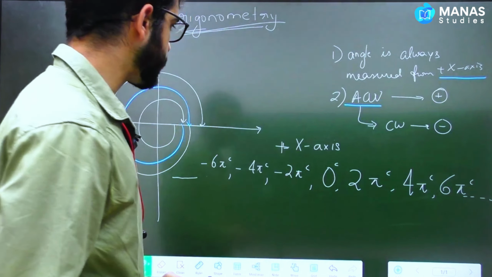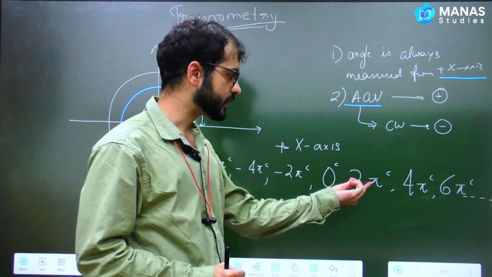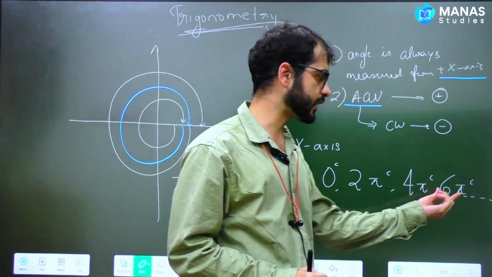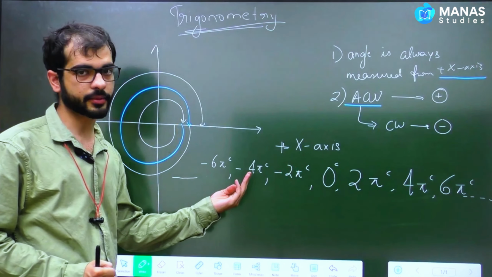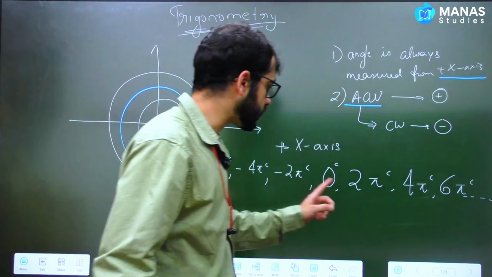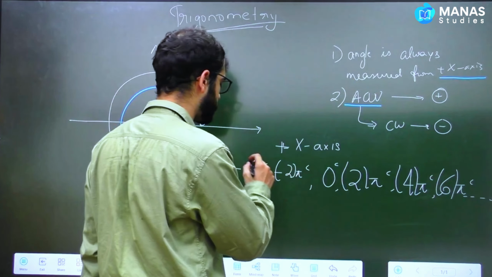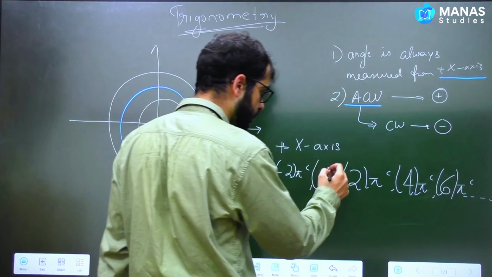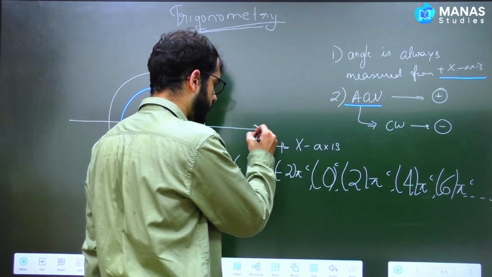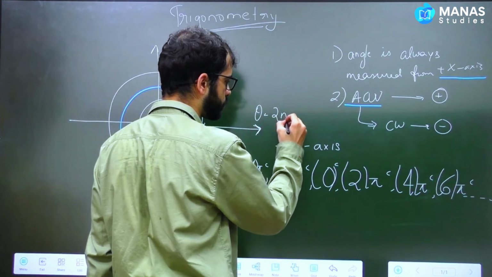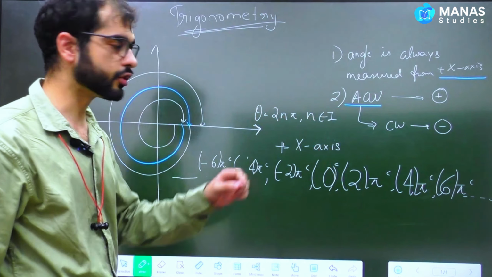Let's see. What is happening over here is that this number is increasing by 2 pi, then again it is increasing by 2 pi, then again by 2 pi. On the other side, it is decreasing by 2 pi and again decreasing by 2 pi. So we can say that all the coefficients of pi, 2, 4 or 6, minus 2, minus 4 or minus 6 or even 0, all these numbers are even numbers. So we can put a generalized formula which says theta is equal to 2n pi, where n belongs to integers. If I put n equals to 0, theta is equal to 0.